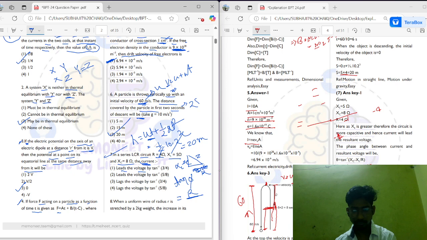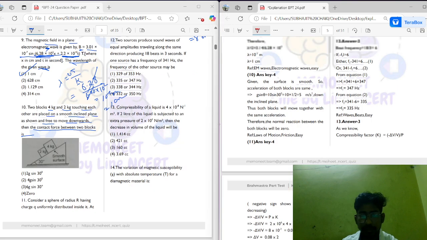The surface is smooth, therefore the acceleration in both the cases will be equal, that is g sin theta. If you take this, this is 30 degrees, this is mg cos theta, and this is mg sin theta. In both the cases the acceleration is equal to g sin theta. If you multiply it with mass, you will get the force. The acceleration will be g sin theta. g is equal to 10, sin 30 degrees is 1 by 2, so 10 into 1 by 2 equals 5.